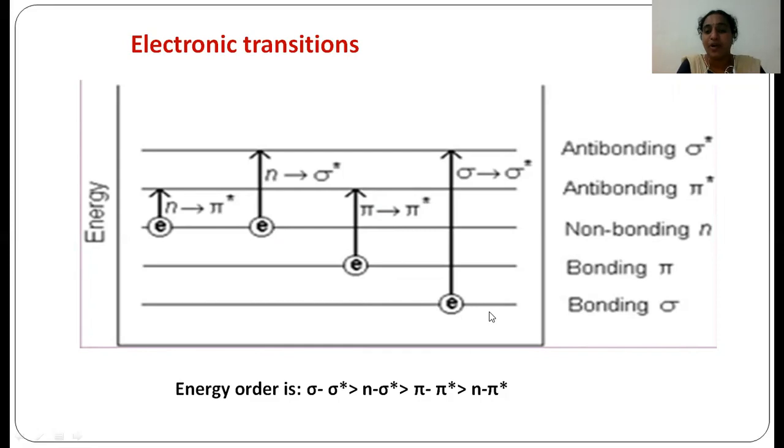Because for every bonding orbital, there are also anti-bonding orbitals present. So here, the first one is the sigma bond, and this is the anti-bonding sigma star. The next bond is the pi bond. For the pi bond orbital, there is also an anti-bonding pi star present, and this is the non-bonding electrons.